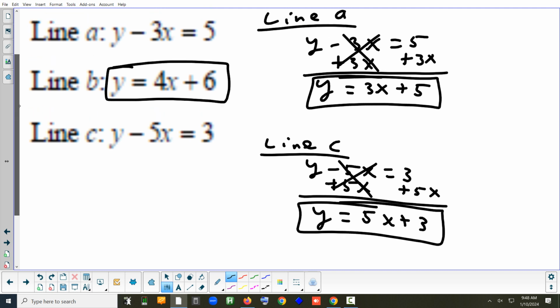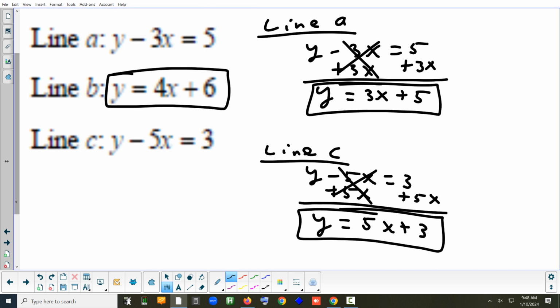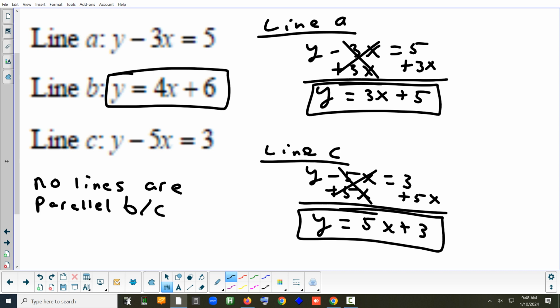Perfect. Now we've got our three lines, A, B, and C. Which ones are parallel? None. How come no lines are parallel here? No lines are parallel because none of the slopes are the same. So no lines are parallel because none have the same slope.